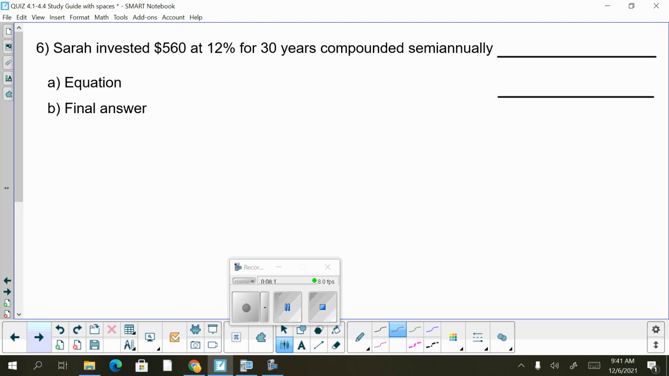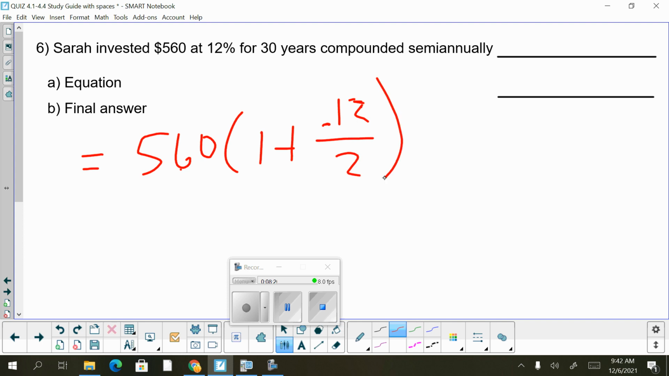Number 6, she's compounding semi-annually. That's an n value of 2. So 1 plus 0.12, that's for that 12% interest rate. Semi-annually is 2 times per year for 30 years. That's your answer for part A.